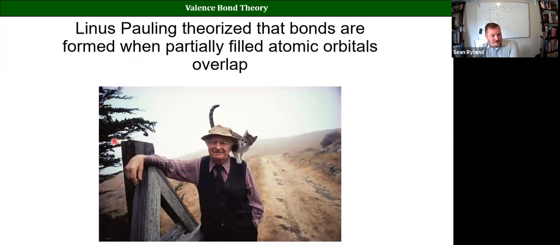It's one of my favorite pictures. This is Linus Pauling, one of my favorite chemists, at Big Sur, where he lived for most of his later life. He is one of only two people to have won two Nobel Prizes in two different fields. It's just Linus Pauling and Marie Curie. Linus Pauling won one in chemistry for his work on orbital overlap, and he won the Nobel Peace Prize because he was very active in nuclear disarmament during the Cold War.